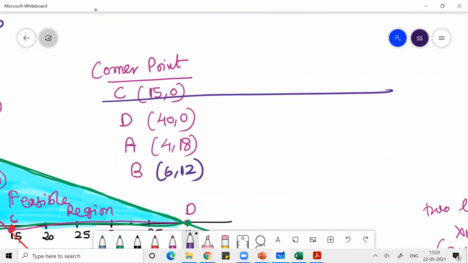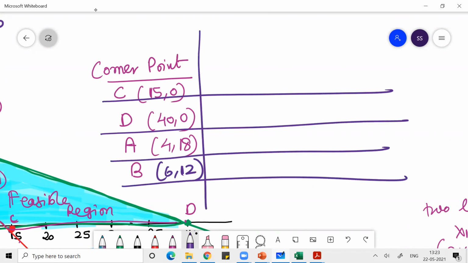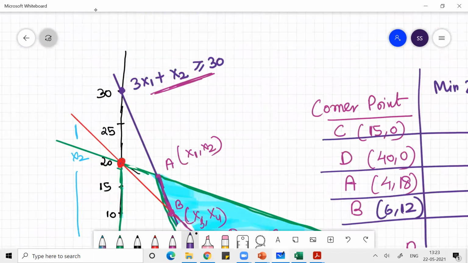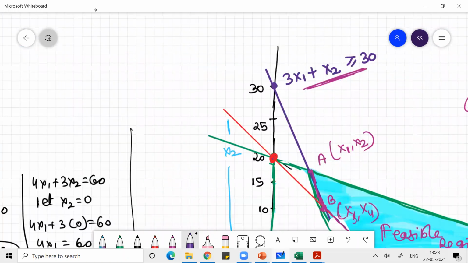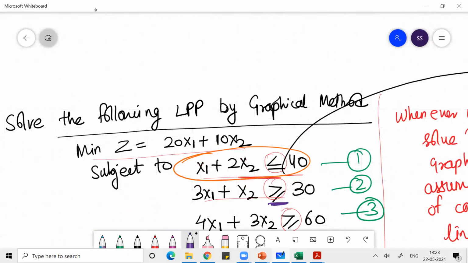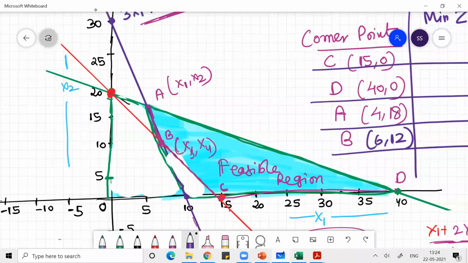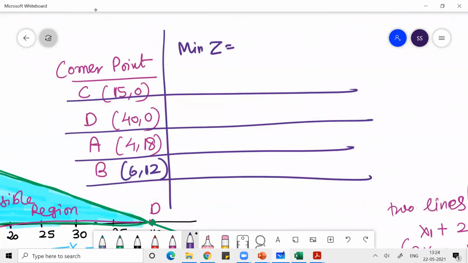So now you get these coordinates, and we call that a corner point. Your objective function here was to minimize the value of Z. So what is your equation? What did you want to minimize? 20x1 plus 10x2. That is your objective function. I'll put these values here.